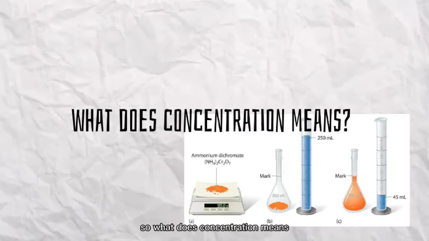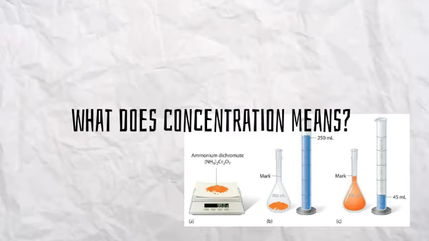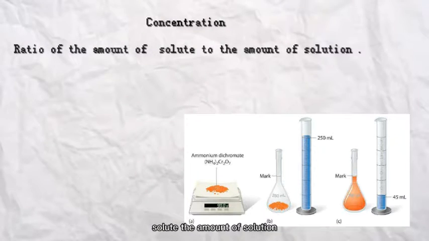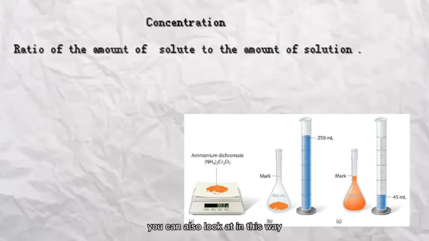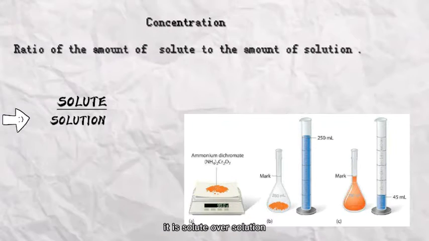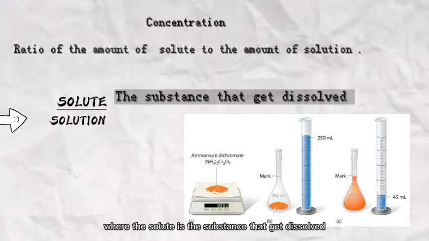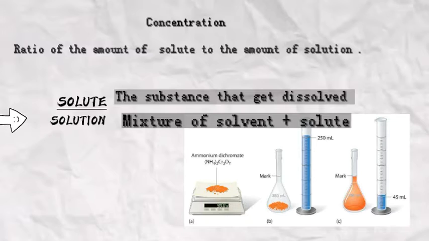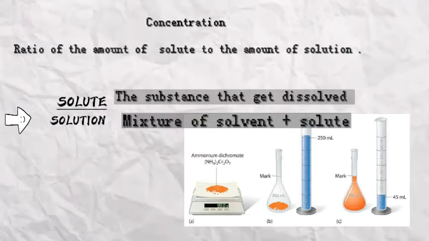So what does concentration mean? Concentration is a ratio of the amount of solute to the amount of solution. You can also look at it this way. It is solute over solution, where the solute is the substance that gets dissolved, while the solution is the mixture of solvent plus solute.